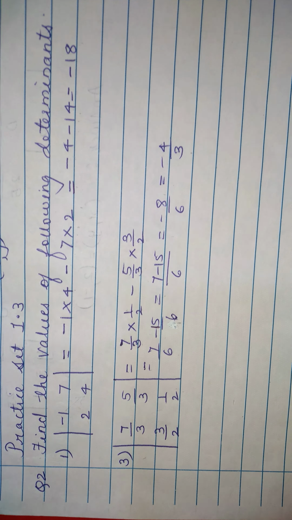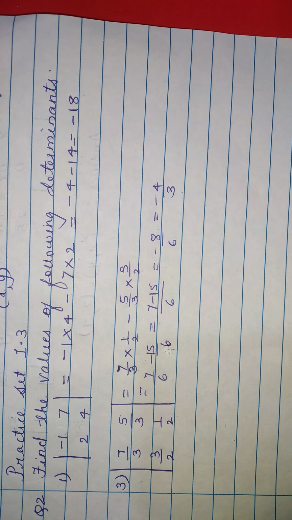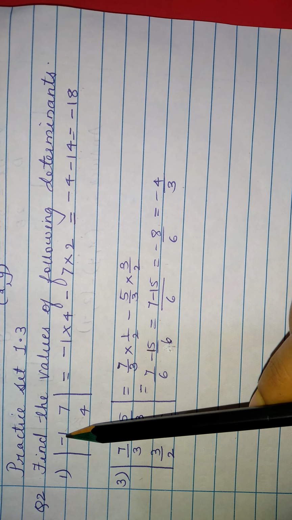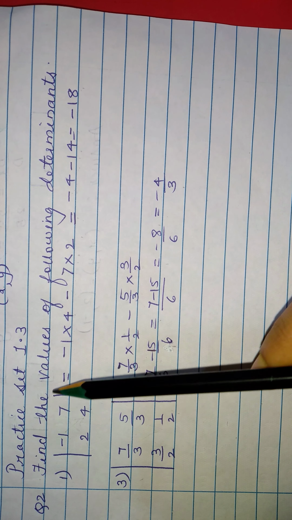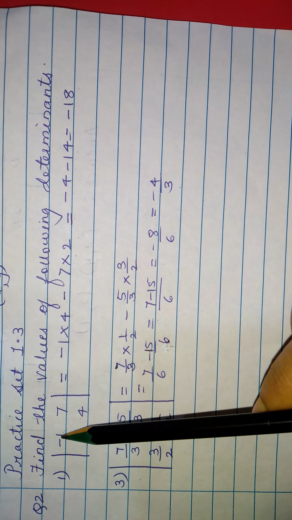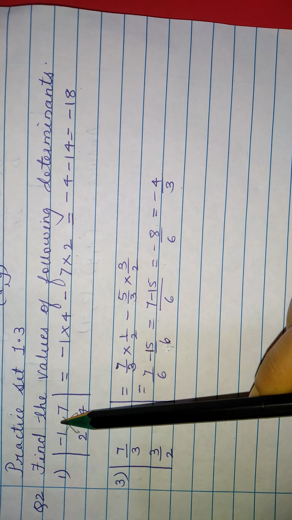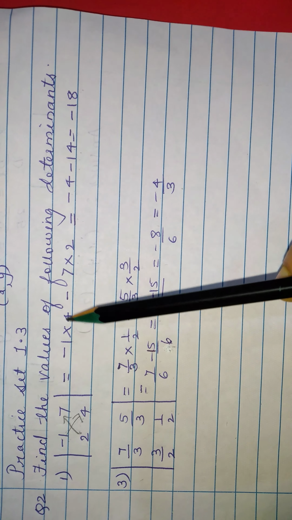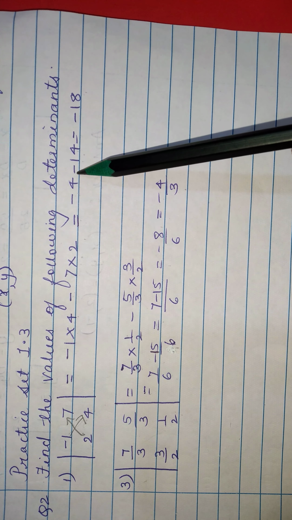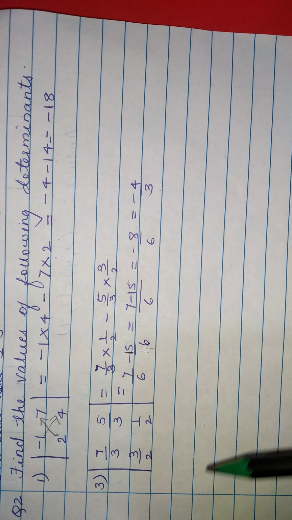Practice set 1.3. Let us now learn to find the value of the determinants. Question number 2. First one, -1, 2, 7, 4. Let us learn to find the value of this determinant. While finding the value of the determinant, you have to take a product with -1, 4 and 2, 7. So -1 into 4 minus 7 into 2. That will be equal to -4 minus 14. That is equal to -18. Very simply you can solve.